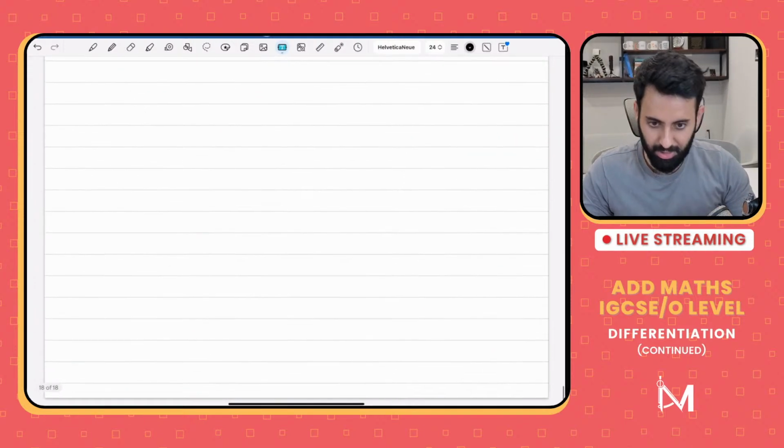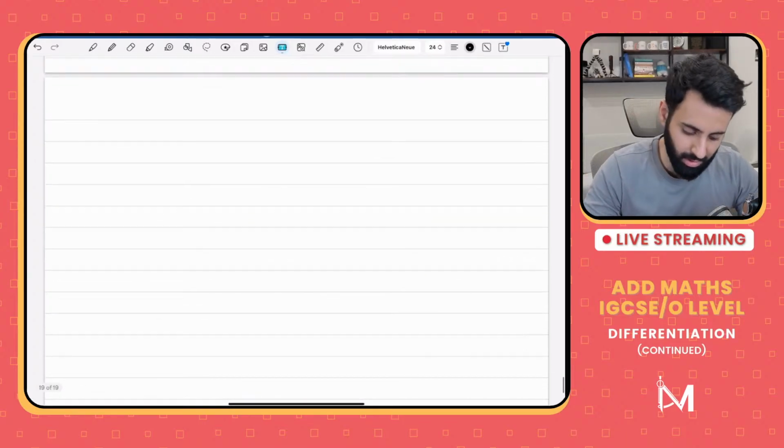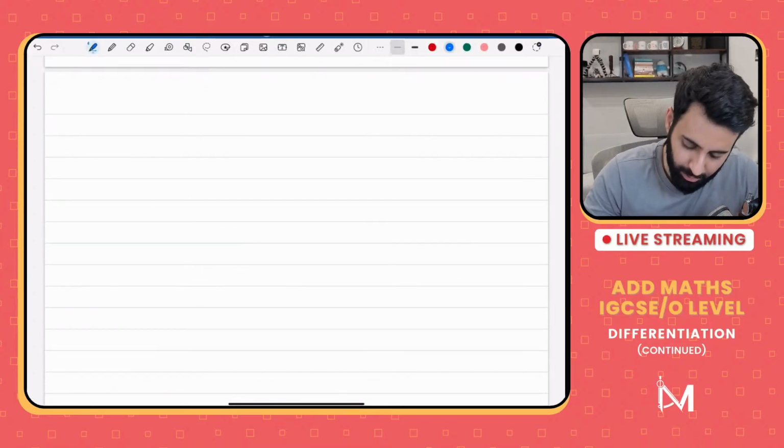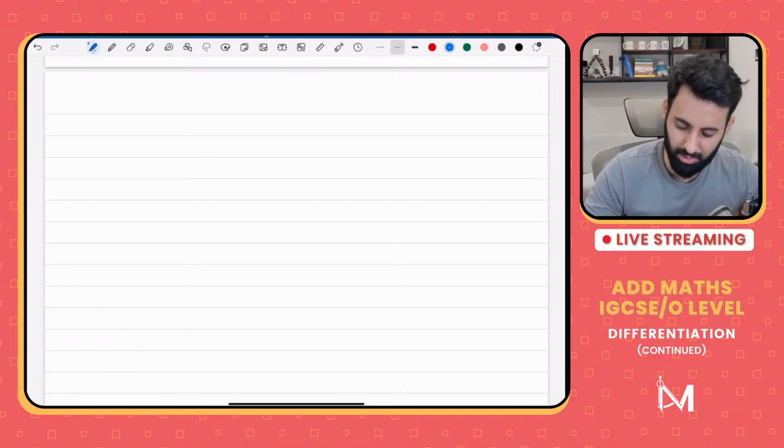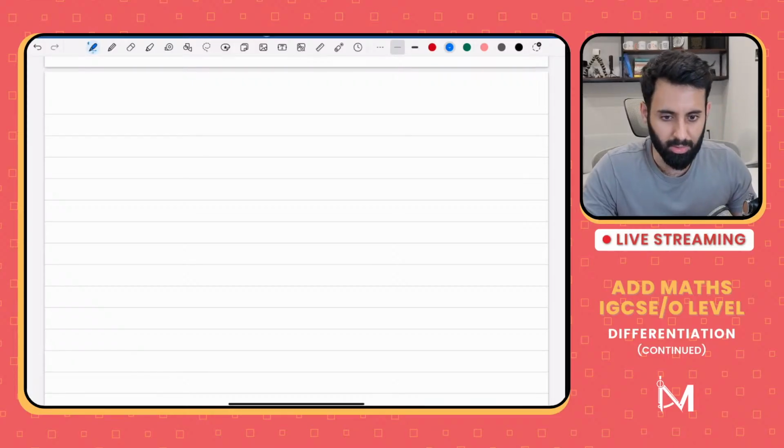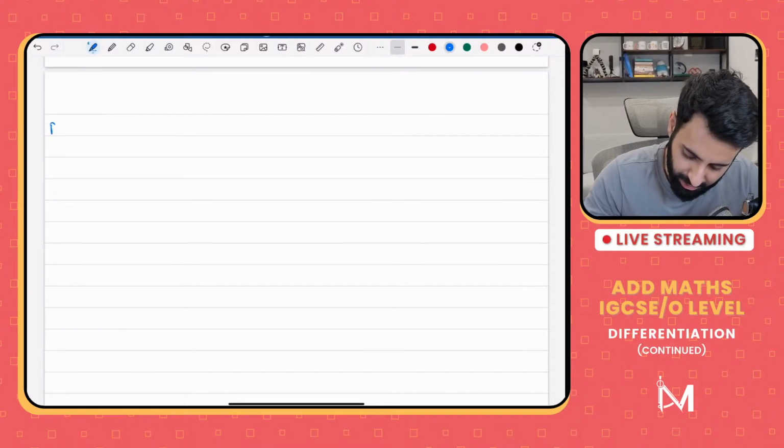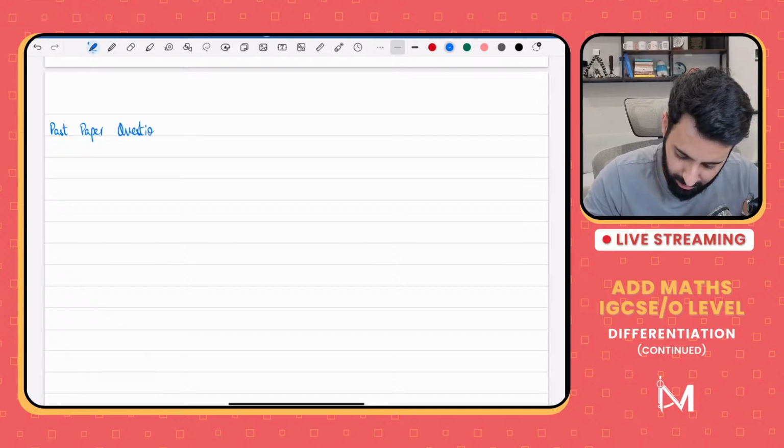Okay, so we're just going to straight away dive into past paper questions, and if you know the basics of differentiation, then this is not going to be a problem. Let's start with some easy questions and then we'll gradually increase the difficulty level. So, past paper questions.